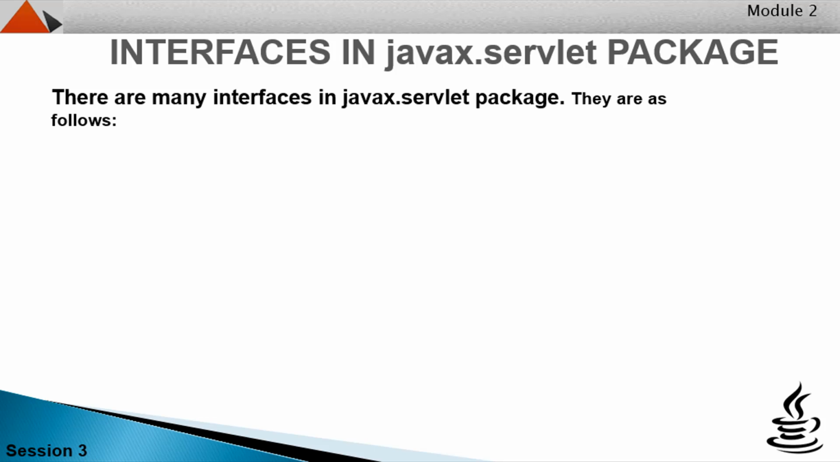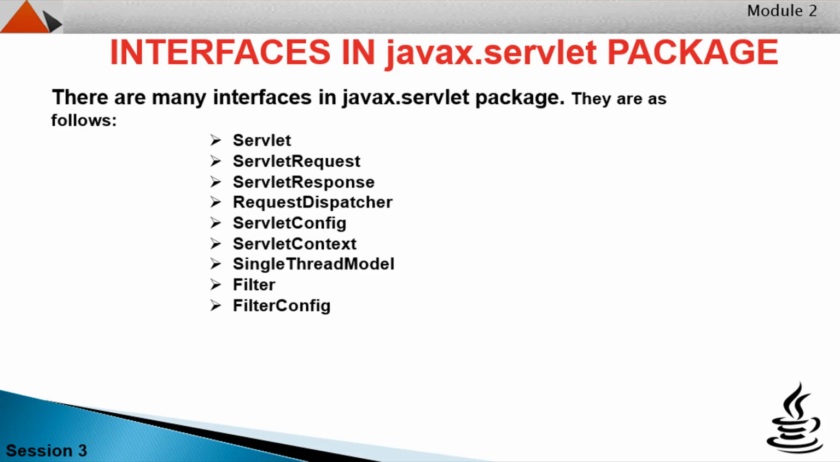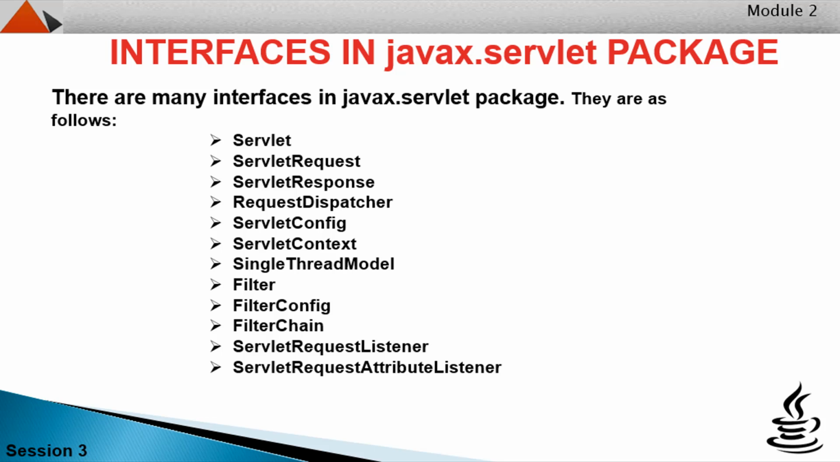Let's have a look at the Servlet interfaces. There are many interfaces in the javax.servlet package. They are as follows. Servlet, ServletRequest, ServletResponse, RequestDispatcher, ServletConfig, ServletContext, SingleThreadModel, Filter, FilterConfig, FilterChain, ServletRequestListener, ServletRequestAttributeListener, ServletContextListener, and ServletContextAttributeListener.